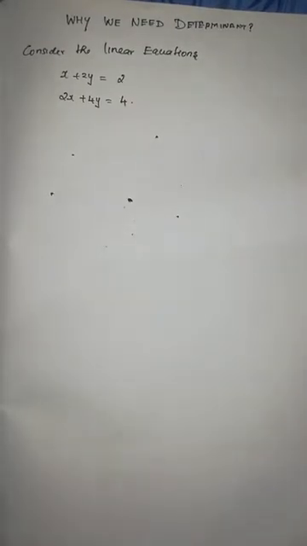Consider the linear equations x plus 2y is equal to 2, 2x plus 4y is equal to 4. So now I have two equations, x plus 2y is equal to 2, 2x plus 4y is equal to 4. Now why am I calling this a linear equation?